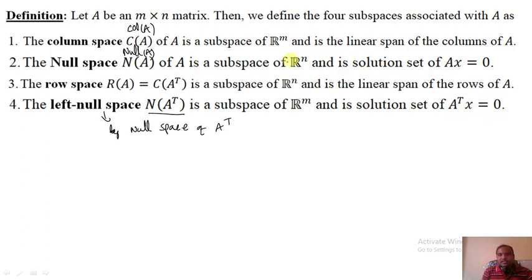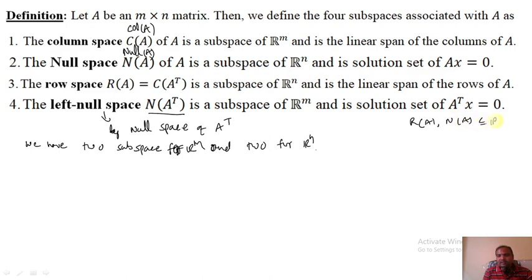Now observe here, out of these four subspaces, two are subspaces of R power M and two are subspaces of R power N. That means the row space R of A and the null space N of A are subspaces of R power N, while the column space C of A and the left null space of A transpose are subspaces of R power M.